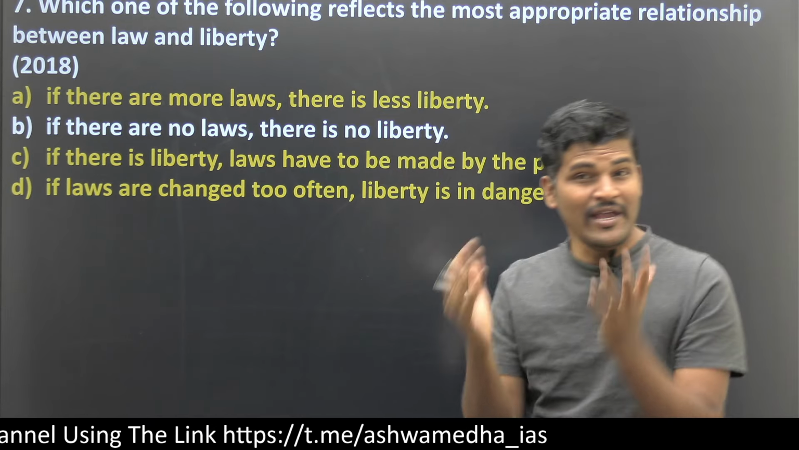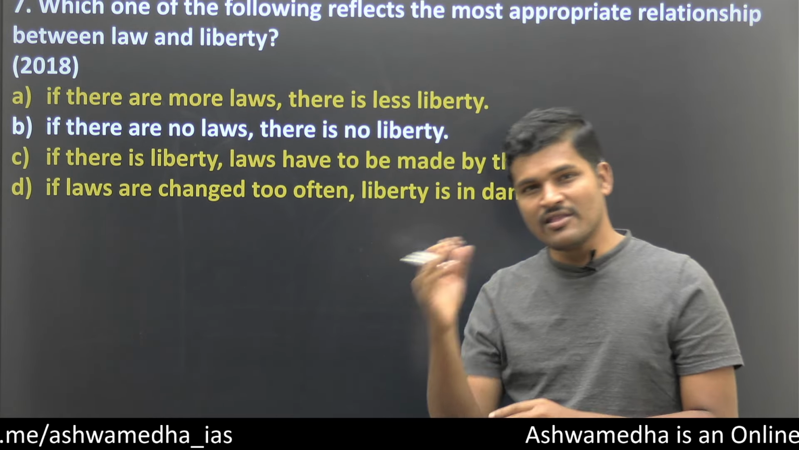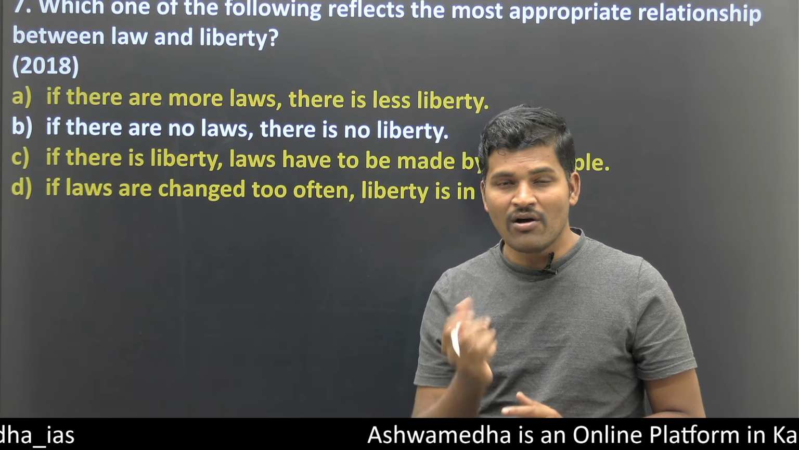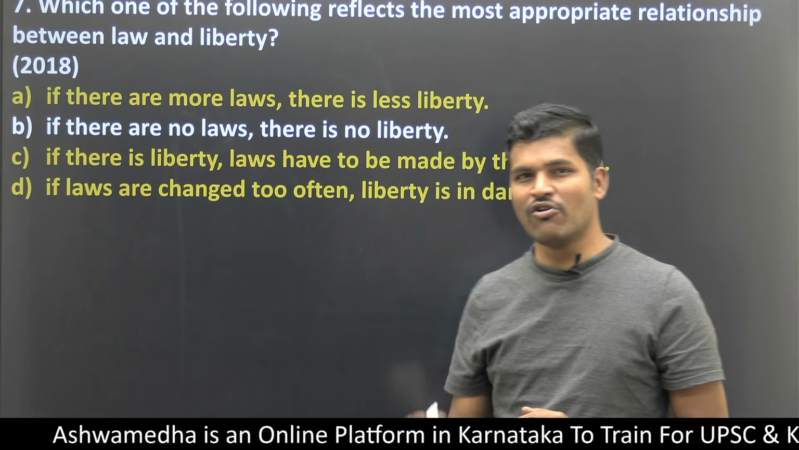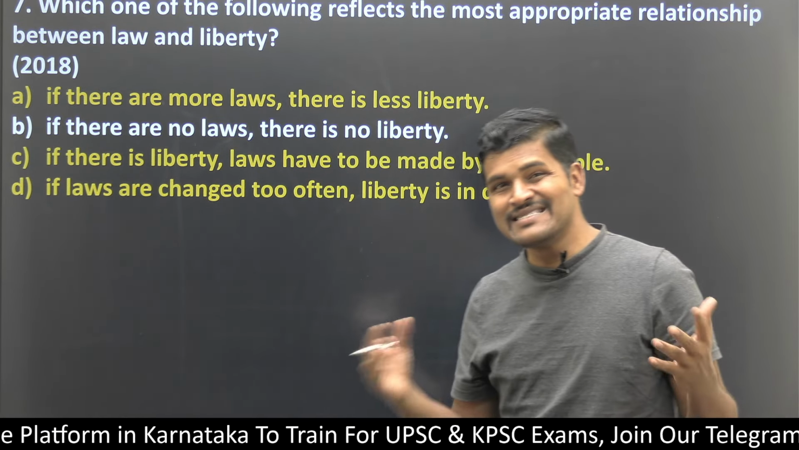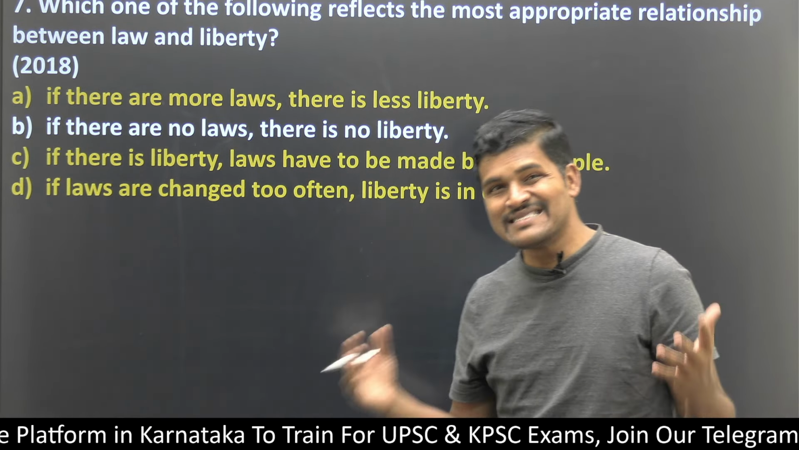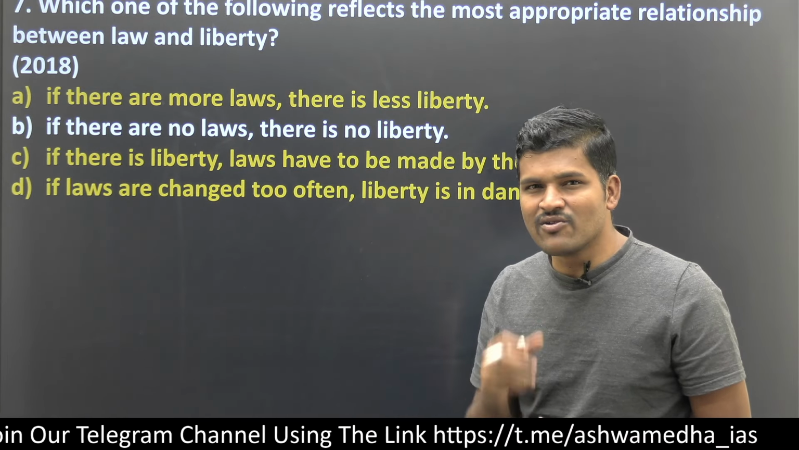Why did lawmakers think that we should put limitations on the government, not on the people? Because the government has economic resources, human resources, and power. Government is might, and most of the time might is right. That's why limitations are put. If there are no laws, for example, if there are no fundamental rights, the fundamental rights look like a law only.